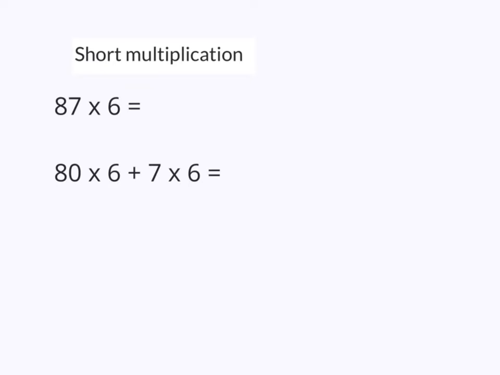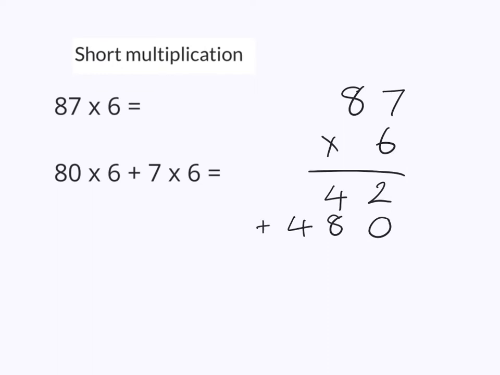So what happens in short multiplication, if it's laid out like this, 87 multiplied by 6? We're going to do 2 calculations. We're going to do 80 times 6 and 7 times 6. We're actually going to do those the other way round. So I'm going to start off with 7 times 6, which is 42, and 80 times 6, which is 480. And if I add those two together, I will get the answer of 522.